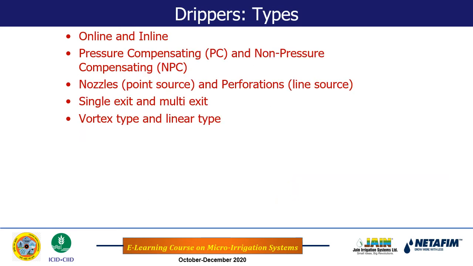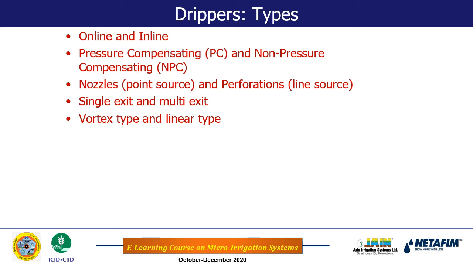Now let us see the important component, the dripper of the system. It is the most important component because it governs the uniformity in application of the water. In the market there are several kinds of drippers, so we can categorize those drippers based on different characteristics. Here I have used 5 most important characteristics.